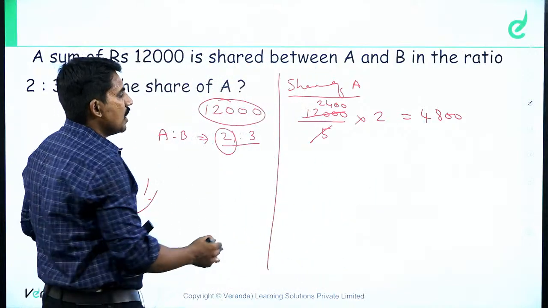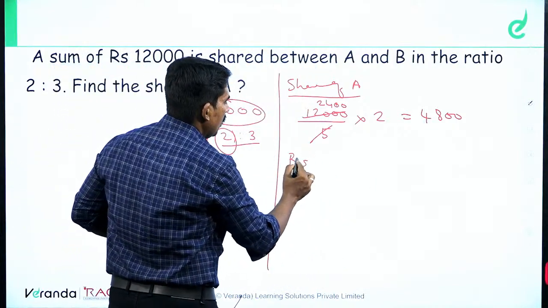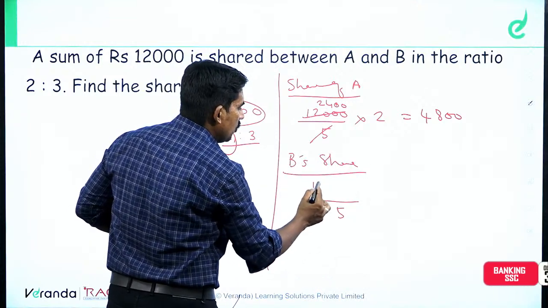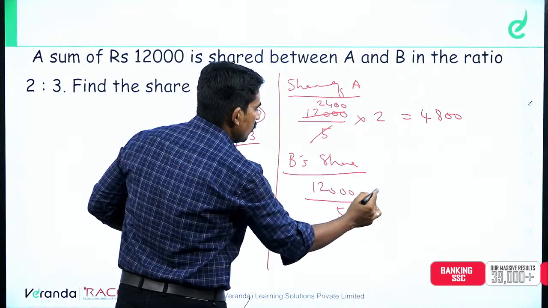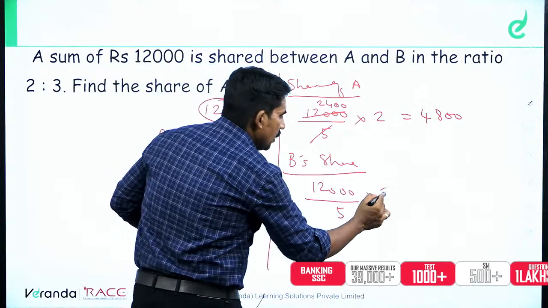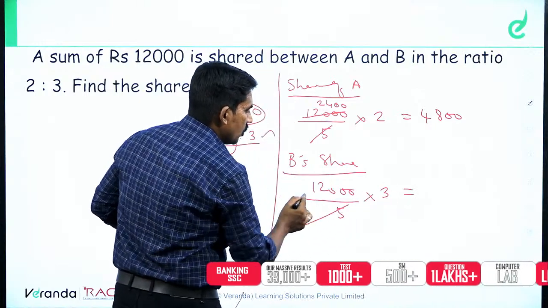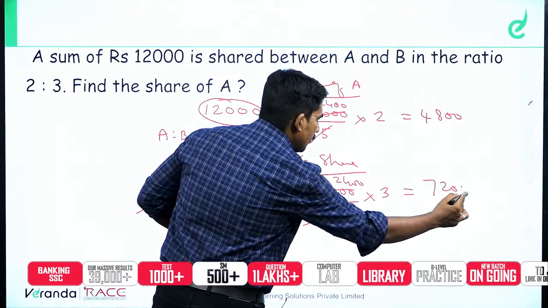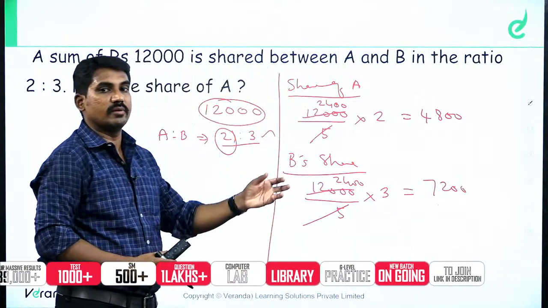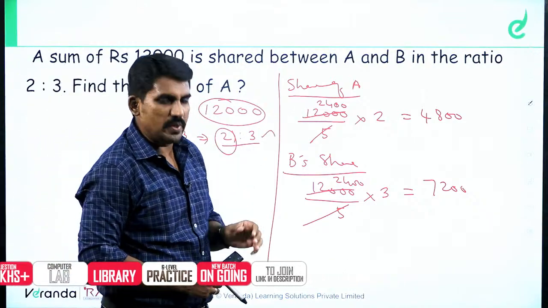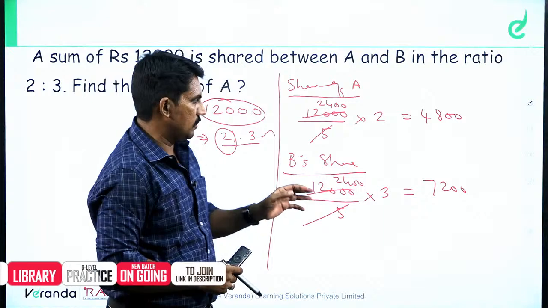Right? Now, share of B. Clear? B's share means the same method. That 5 total units is 12,000. Then B has how many units? 3 units. Into 3 we will get the answer. So 2,400 into 3, 7,200. Right? A's share 4,800, B's share 7,200.